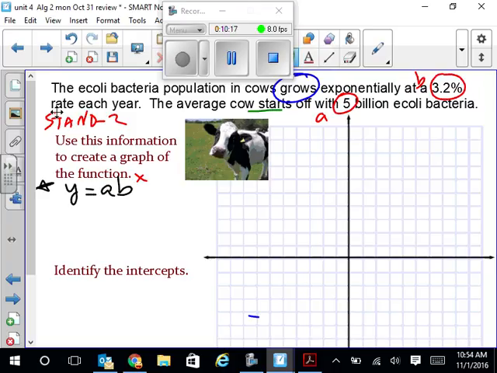How do we fix this one thing? Step 1. The 3.2 first has to be changed into a decimal. How do we do that? We cross out and move it 2 places to the left. 1, 2. Giving us a 0.032.